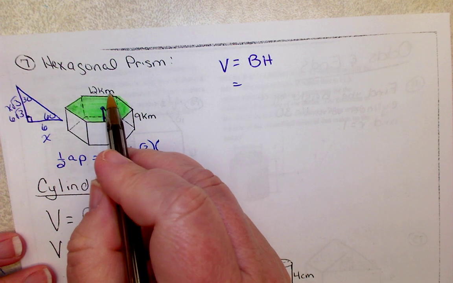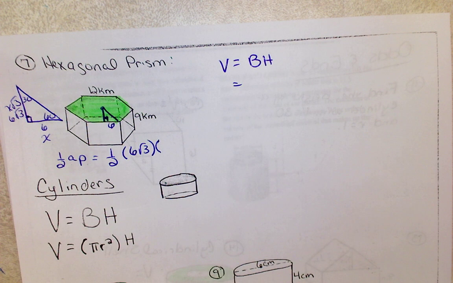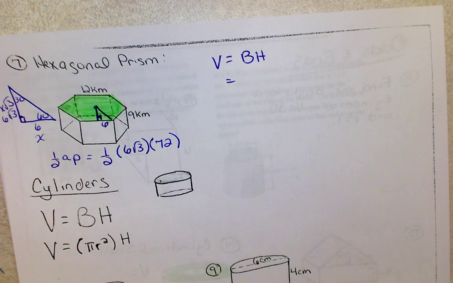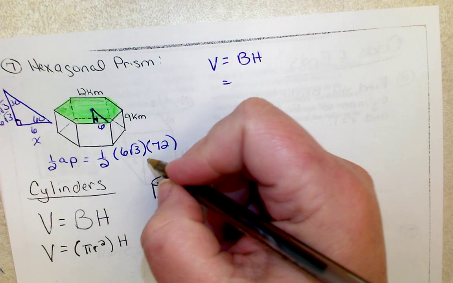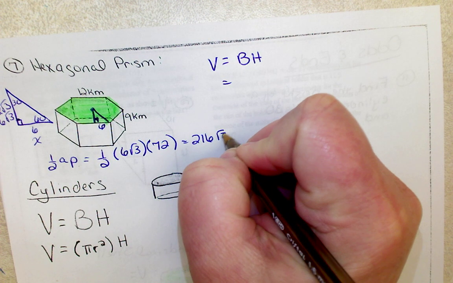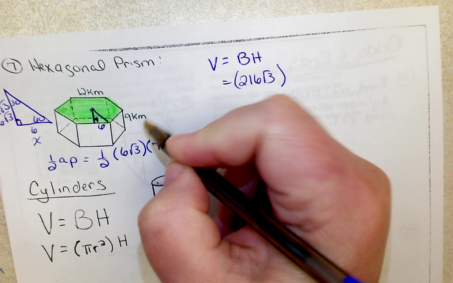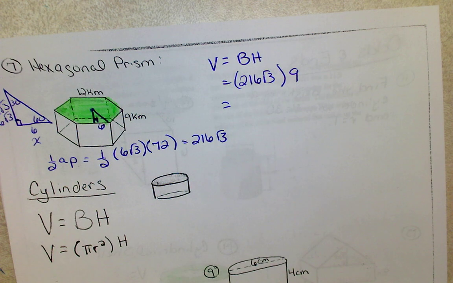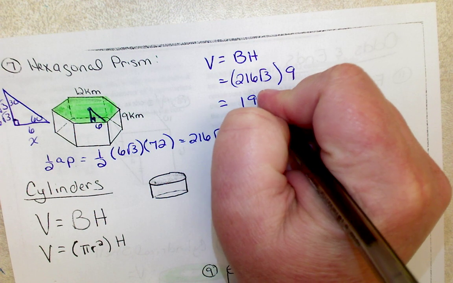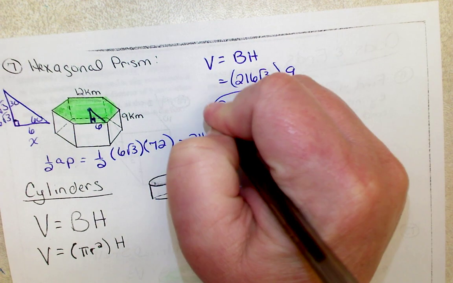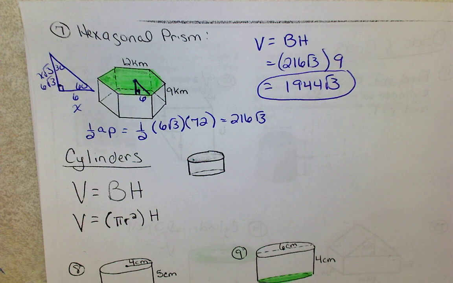All right, each side is 12. We got 6 sides, so 6 times 12, that's what, 72? Yep. All right, 1/2 of 6 is 3 times 72 gives us 216. So the area of our base is 216 square root of 3 times the height of 9. All right, so 216 times 9, that's going to give me 1944 square root of 3. Now, sometimes they might ask you to round this to a decimal, so just do that.